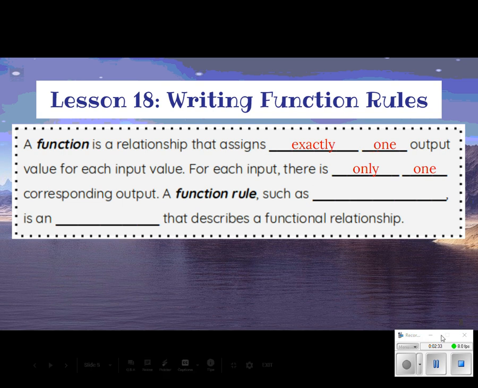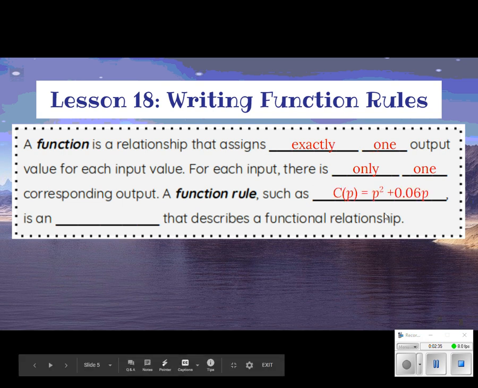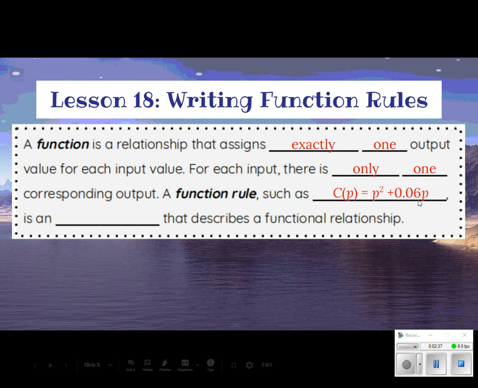So a function rule, such as c of p equals p squared plus 0.06p. So this is a function rule. Notice that it has the function notation, in this case c of p. And notice that p in the parentheses is the only variable that is being used in my equation. We're not going to write y equals. If you write y equals, I know you didn't watch this video. I'm going to be like, why didn't you watch video 18? Because you used y equals, and y equals is wrong right now.